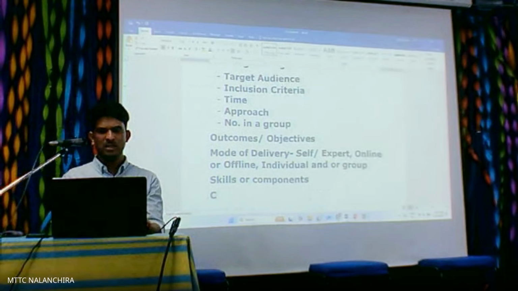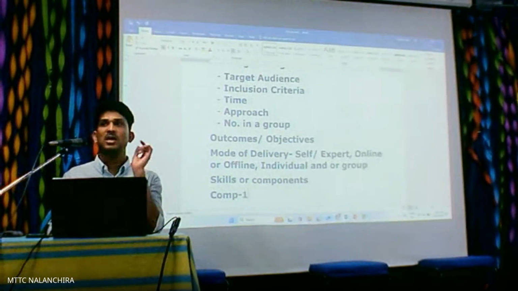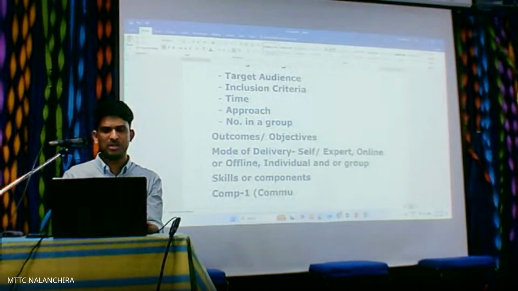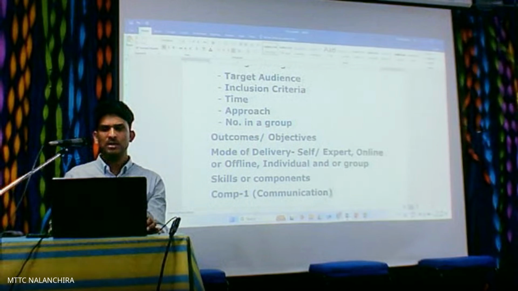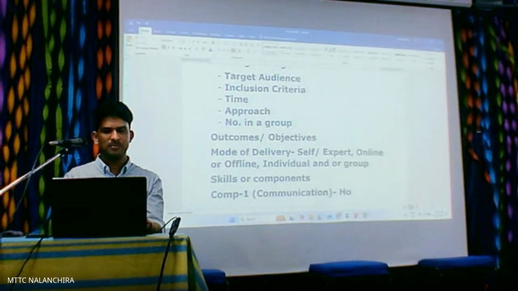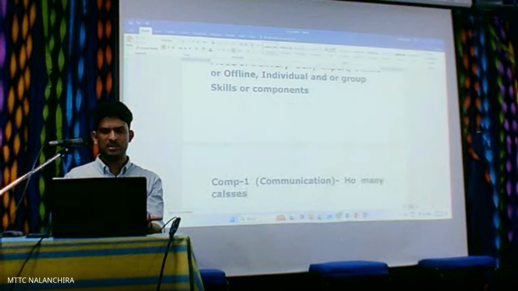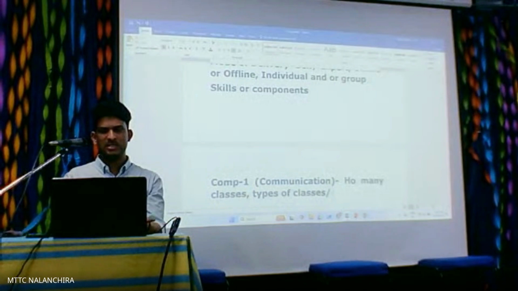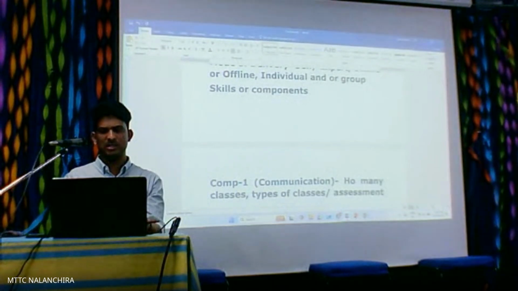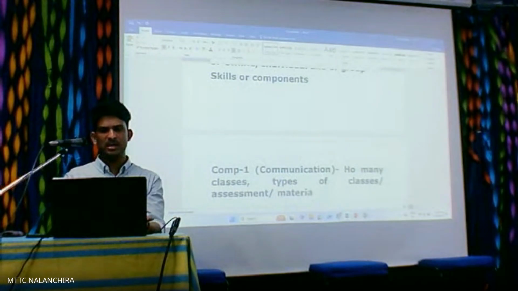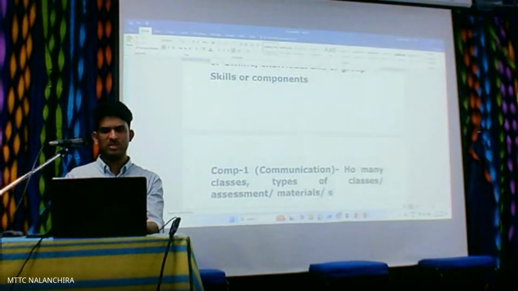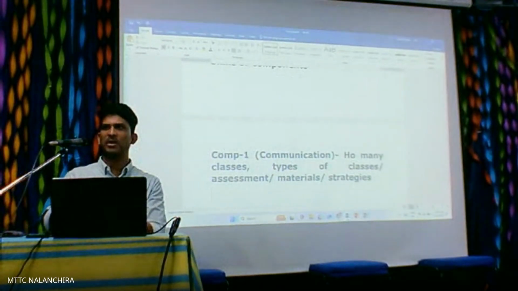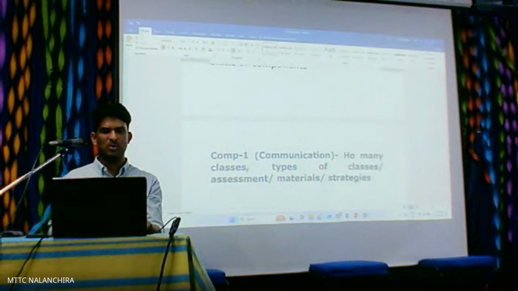So you write component 1. Suppose this is a training package on interpersonal intelligence. I need communication as one component. So you plan how many classes, types of classes, assessment, how you will assess that, what materials you are giving, and what pedagogy strategies you use, all these. Again, the second component, third component, fourth component.